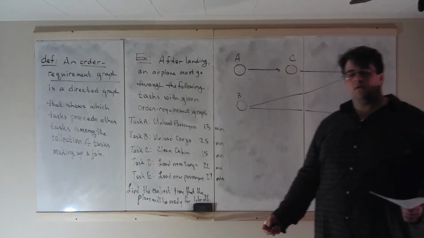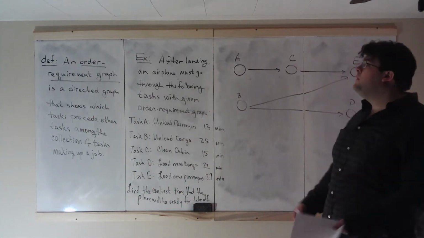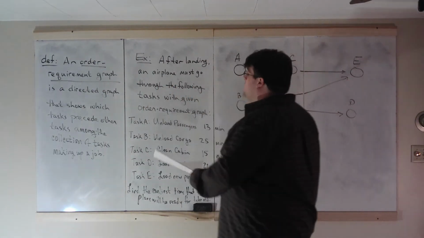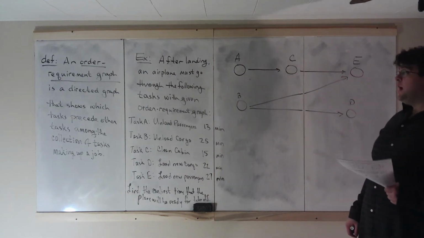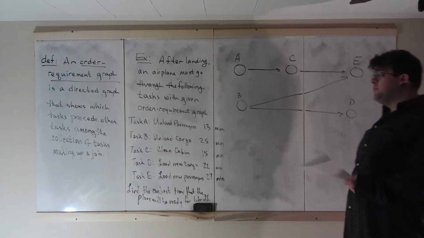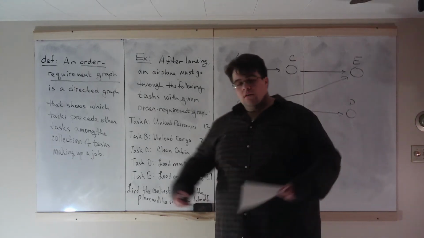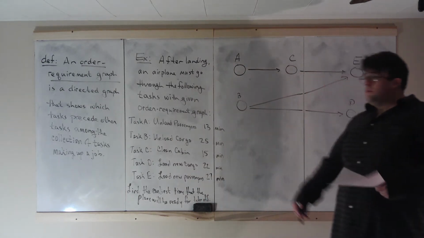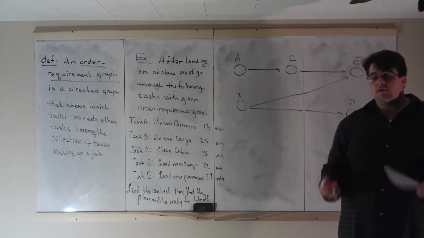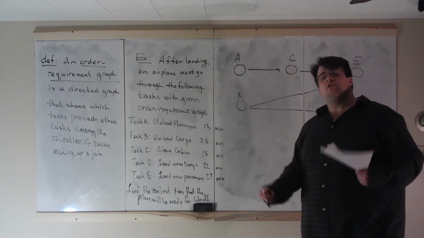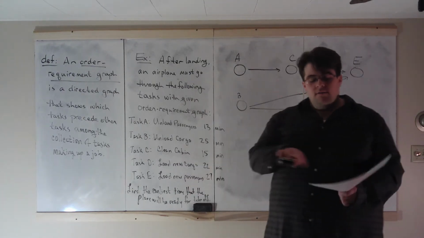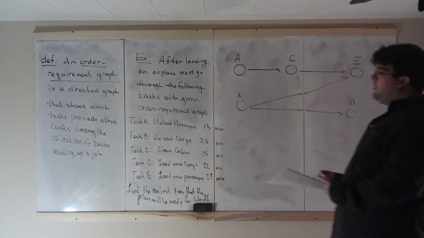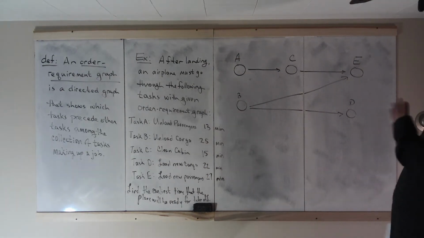Next we're going to look at another graph called an order requirement graph. An order requirement graph is a directed graph, so it has arrows, that shows which tasks precede other tasks among the collection of tasks making up a job. When you're getting a job done, sometimes certain things have to be done before other things. To do the later things, you have to figure out how long it would take to complete one of those later things. You also have to think, how long is the thing I have to do before it going to take? An order requirement graph shows that graphically.